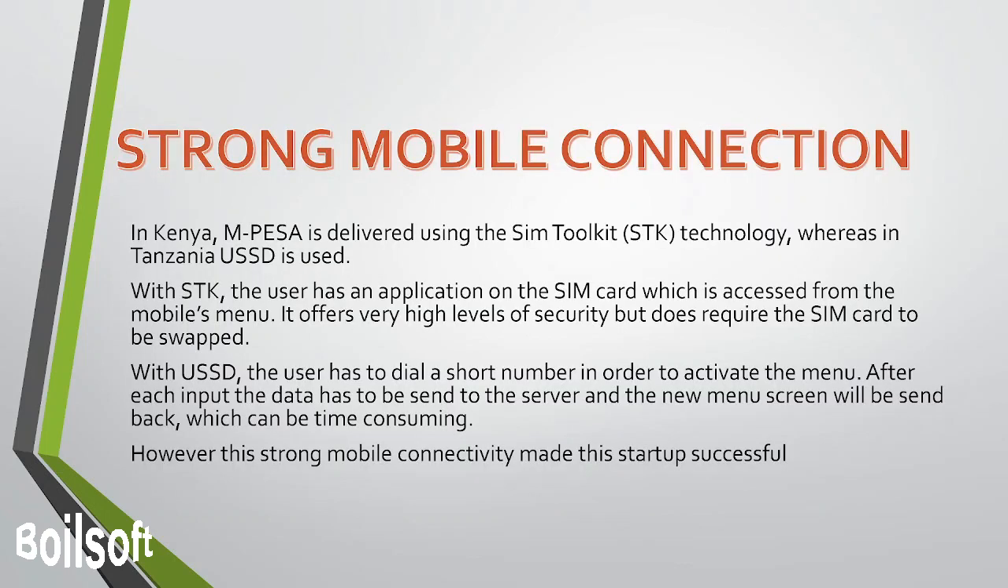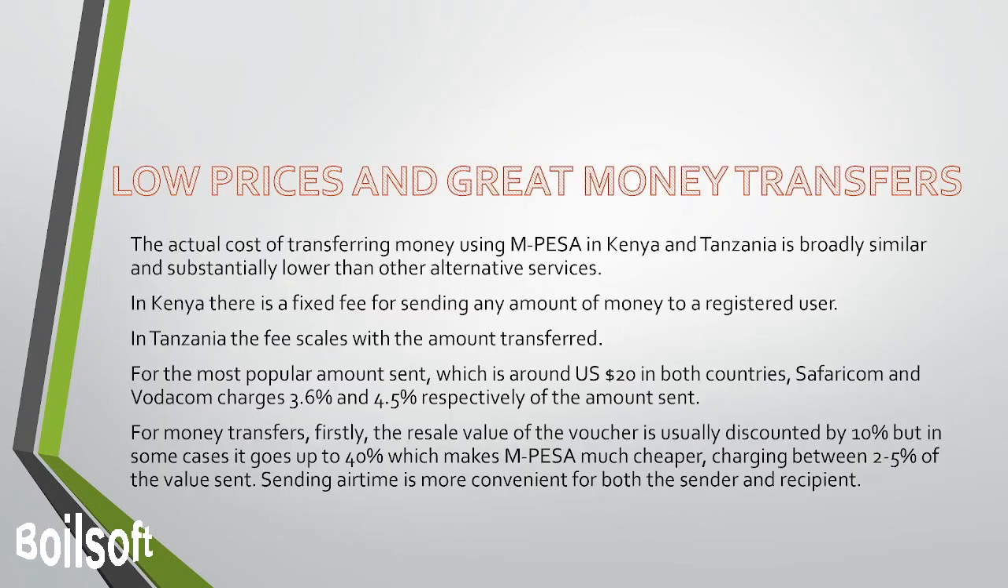Another factor is strong mobile connection. In Kenya, M-Pesa is delivered using the STK, SIM toolkit technology, whereas in Tanzania, USSD is used. You can see the explanation given on the screen. As you can see, the low prices and great money transfers have played a vital role in the transfer of money between two people in both countries.